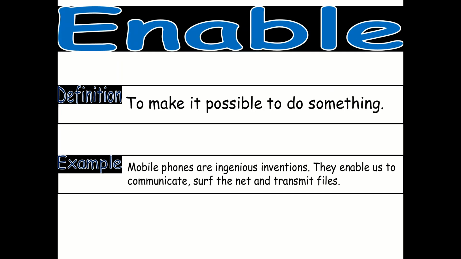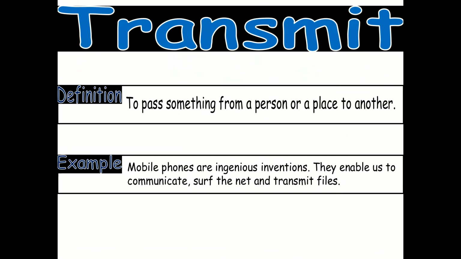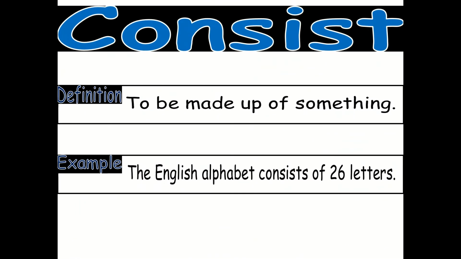Enable. To make it possible to do something. Mobile phones are ingenious inventions. They enable us to communicate, surf the internet, and transmit files. Transmit. To pass something from a person or place to another. Consist. To be made up of something. The English alphabet consists of 26 letters.